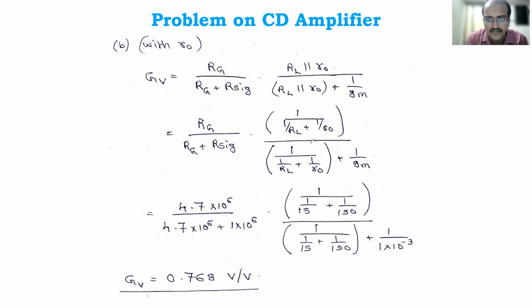So the parallel case is considered here, and next the values are substituted: 4.7 mega and R signal is 1 mega. And here the RL value is 15 kilo ohm. All are in kilo ohm, that's why not considered here. So here it is 150 kilo, 15, 150 and 1 million. Here it is in kilo ohm and here it will be mega. So finally we'll get the answer Gv equal to 0.768 volt per volt.